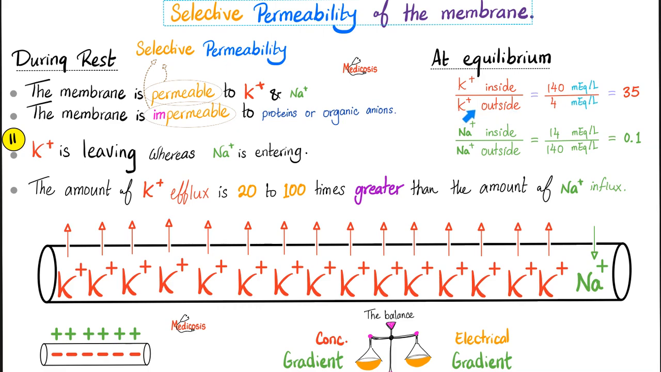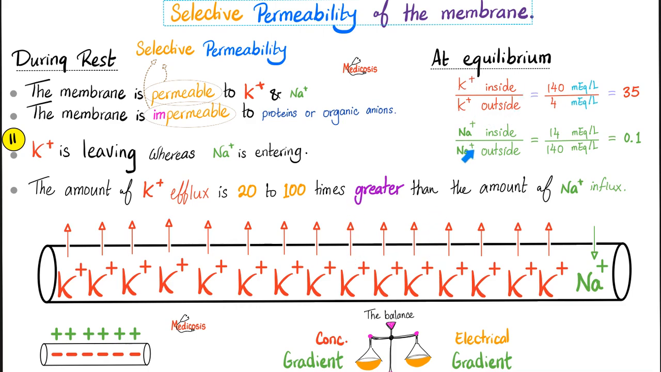Outside, of course, you have measured it before. Clinically, what's the normal potassium in the plasma? Between 3.5 and 5. Let's call it 4 milliequivalents per liter. 140 over 4 is about 35. Translation: potassium inside is 35 times greater than the potassium outside. So when I have more potassium inside than outside, do you think potassium is going to go out or come in? Well, according to concentration gradient, it's going to leave the cell, potassium efflux.